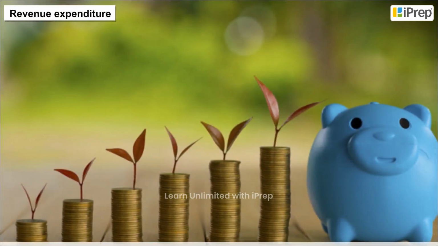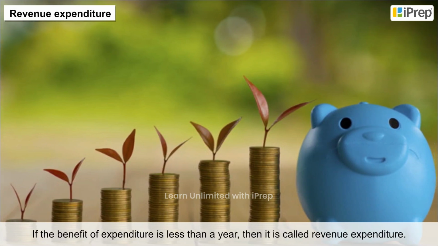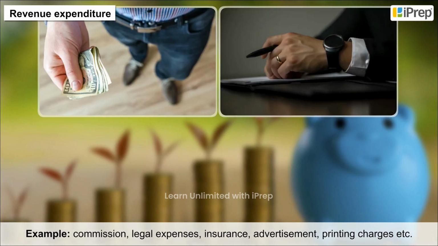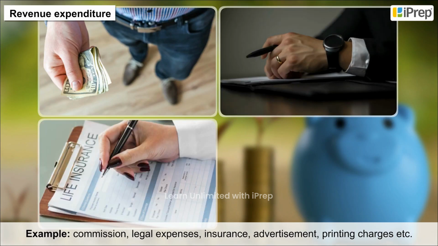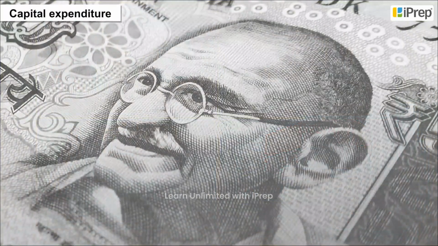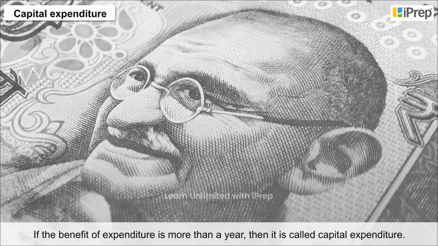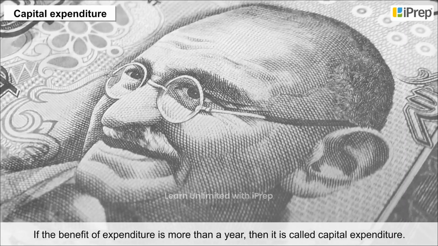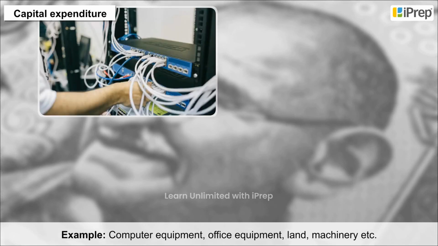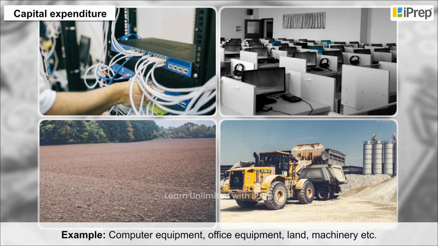Revenue expenditure. If the benefit of expenditure is less than a year, then it is called revenue expenditure. Example, commission, legal expenses, insurance, advertisement, printing charges, etc. Capital expenditure. If the benefit of expenditure is more than a year, then it is called capital expenditure. Example, computer equipment, office equipment, land, machinery, etc.